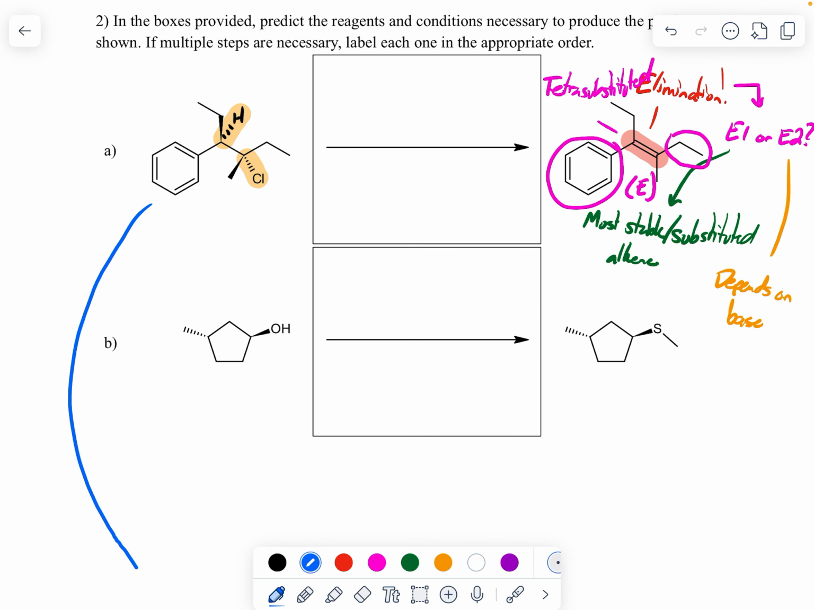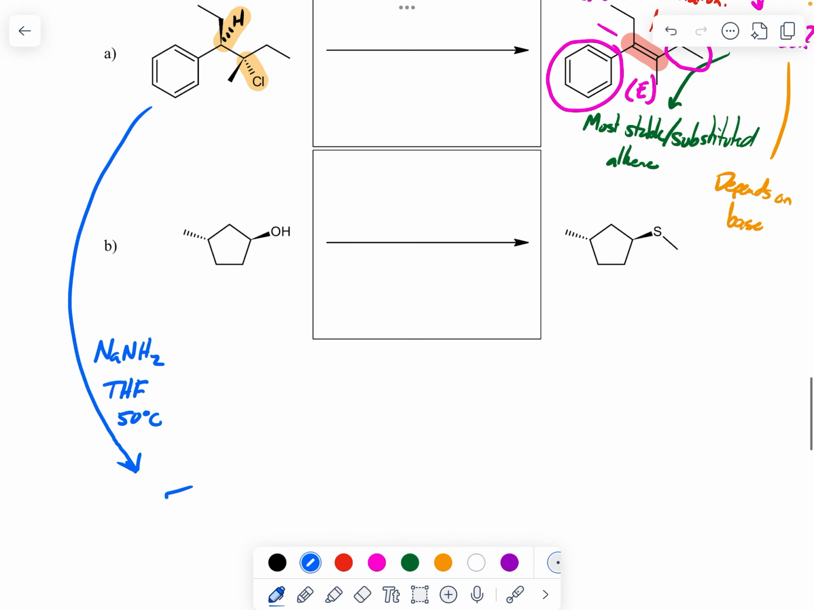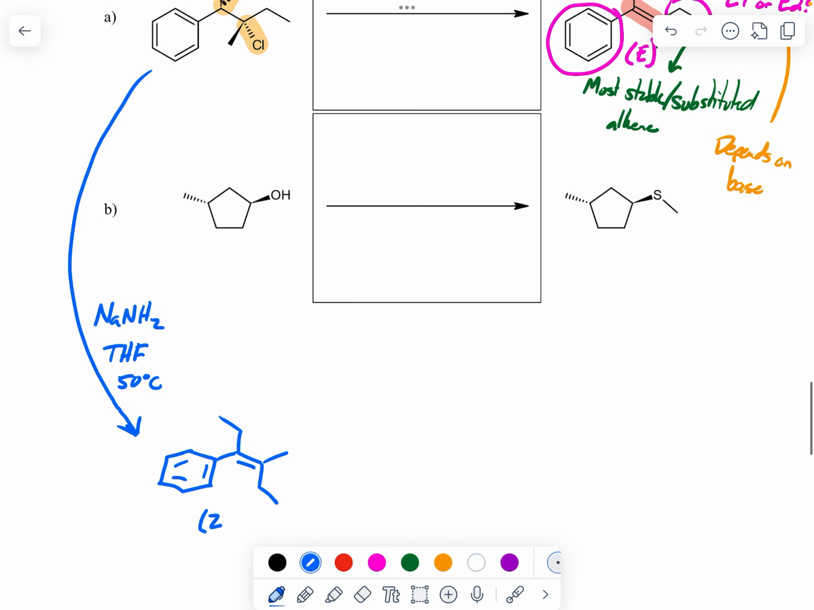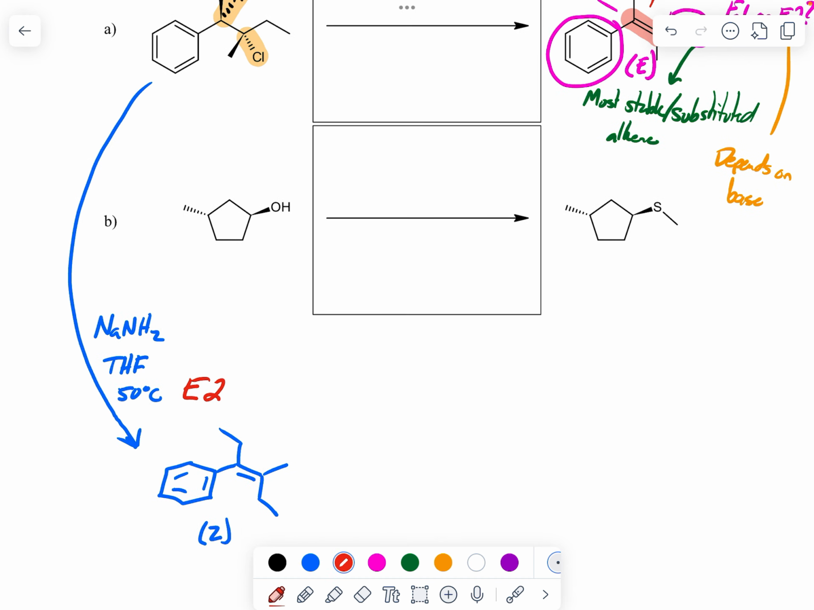So, with that in mind, if you were to use something like sodium amide, NaNH2, along with some solvent such as THF and a little bit of heat, let's say you went 50 degrees Celsius, you would not receive the E substituted alkene. Instead, you would receive the Z substituted alkene, where the ethyl group is on the same side as the aromatic ring. So in reality, this tells us that E2 is not possible here.